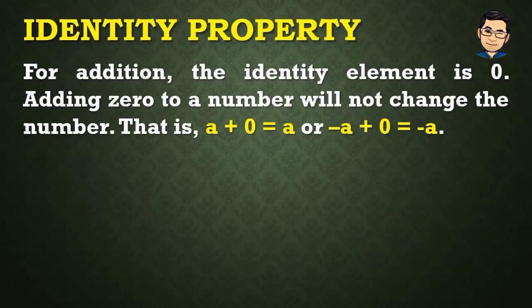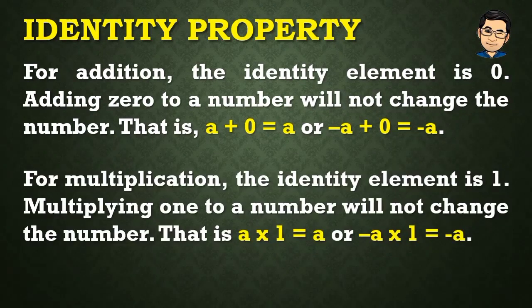For addition, the identity element is 0. Adding 0 to a number will not change the number. That is, a plus 0 is equal to a, or negative a plus 0 is equal to negative a. So, kahit anong number pa yan, basta nag-add tayo ng 0, ang sagot, yung number pa rin na yun.